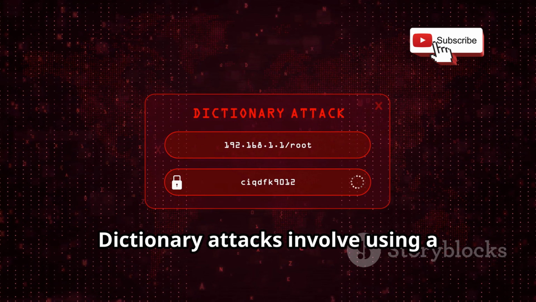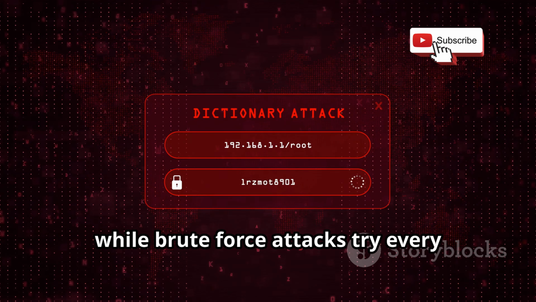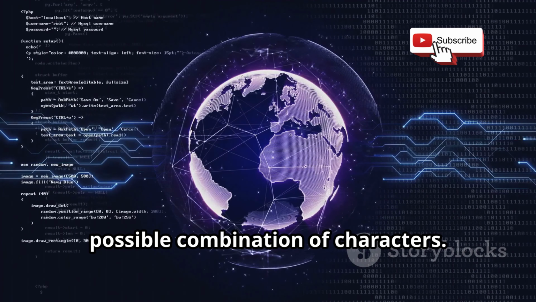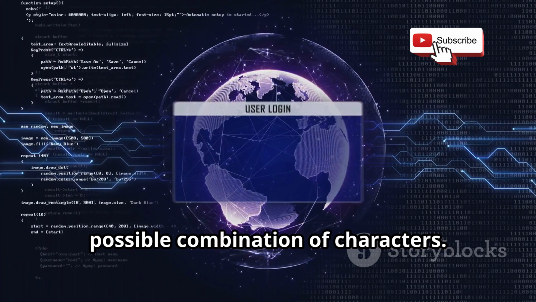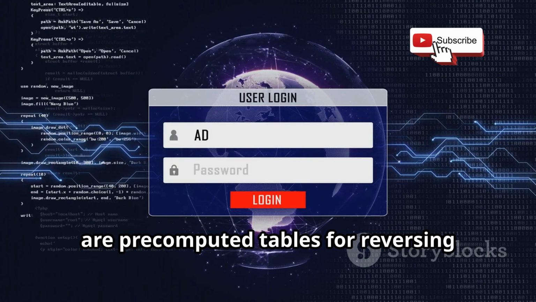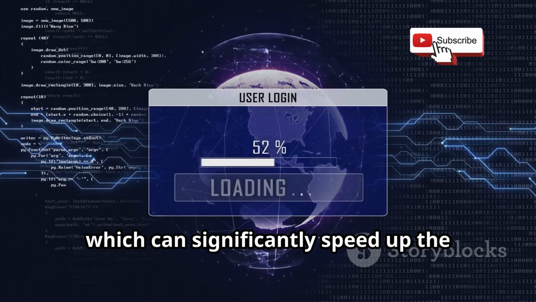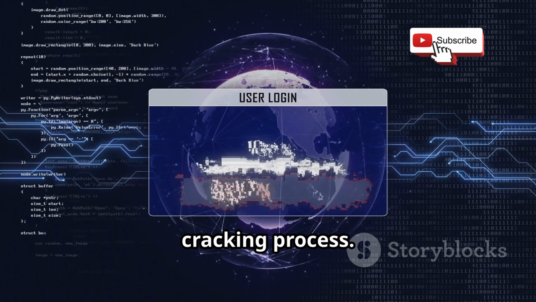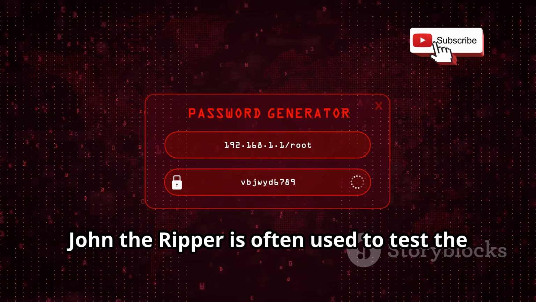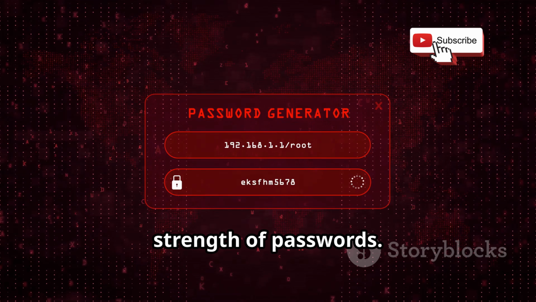Dictionary attacks involve using a precompiled list of words, while brute force attacks try every possible combination of characters. Rainbow tables, on the other hand, are pre-computed tables for reversing cryptographic hash functions, which can significantly speed up the cracking process. John the Ripper is often used to test the strength of passwords.